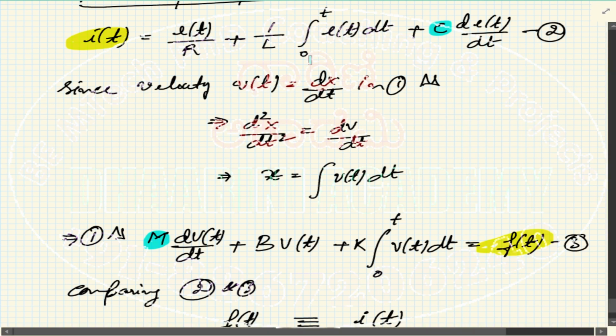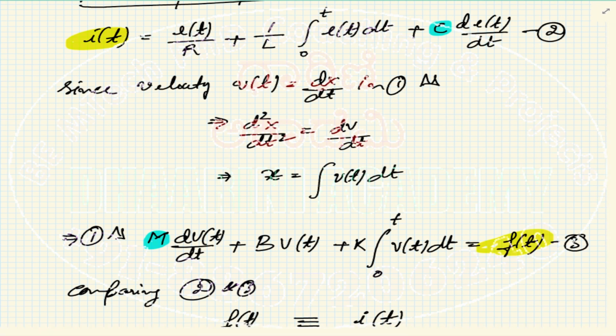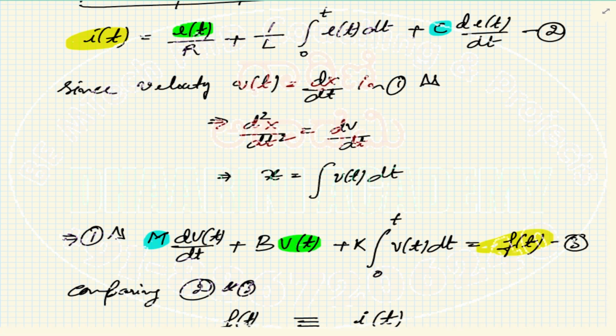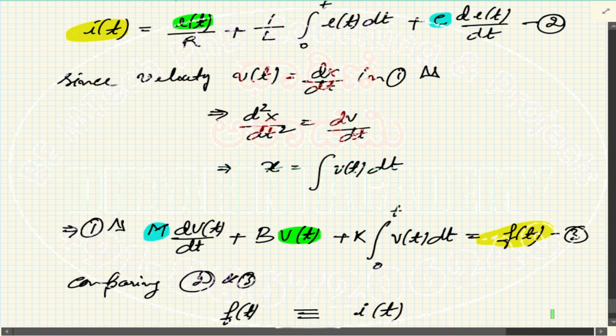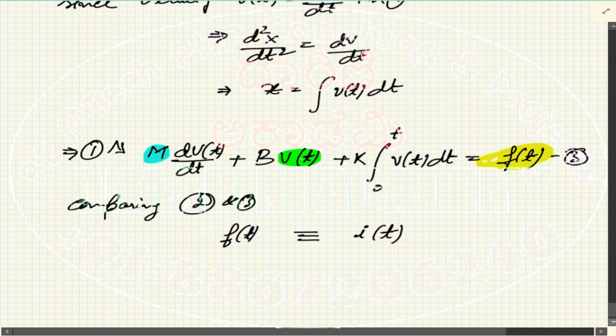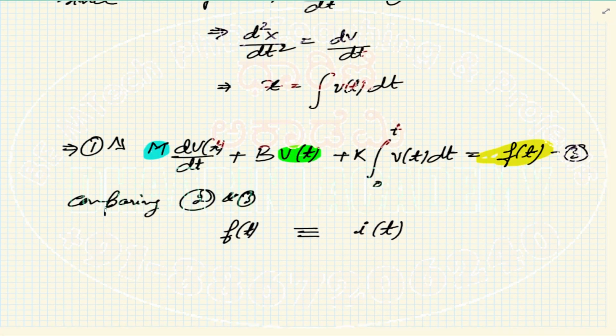Before that, let's equate the terms. There is a velocity. Velocity will be equal to voltage, correct? Something into V of t, so something into E of t. So that's why we say that they are equal.